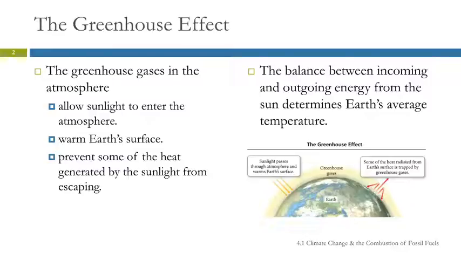So there are what are called greenhouse gases in the atmosphere. And this is a good thing, because if we didn't have these greenhouse gases, our planet would be really, really cold. So those gases let the sunlight come in to our atmosphere, they warm the Earth's surface, and they prevent some of the heat caused by that warming from escaping. So this is good. The balance between energy coming in and going out is what creates our average temperature. So you've got sunlight coming in and warming, and then some of it escapes, but some of it is trapped. And that's a very, very delicate balance.